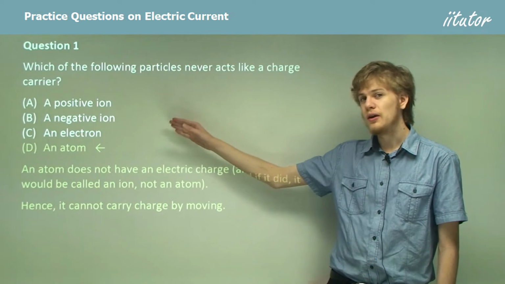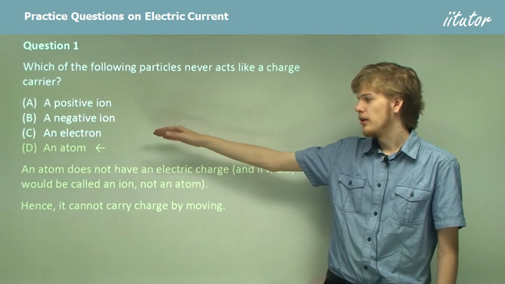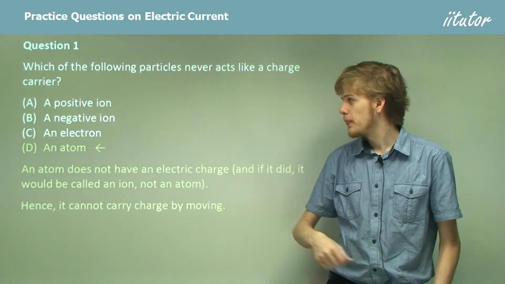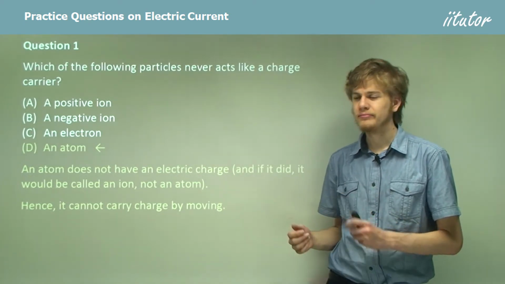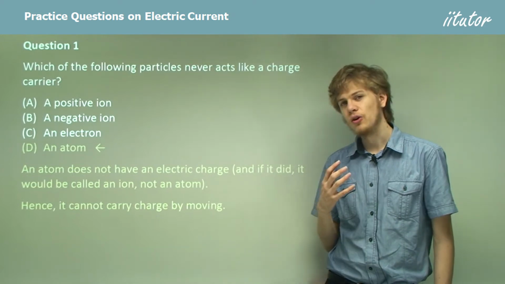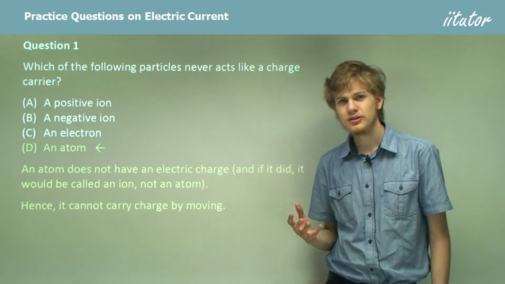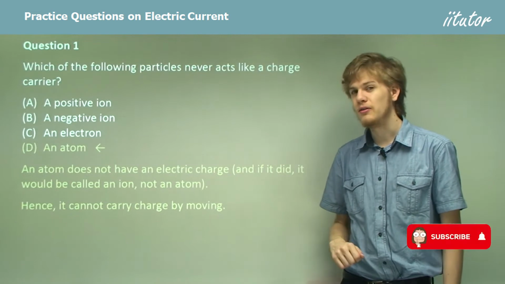All of these other ones can carry charge by moving. Electrons can move through a metal wire freely, and positive and negative ions can flow through salty water. So the atom is the only one without a net electric charge, and so the only one that cannot carry a current.